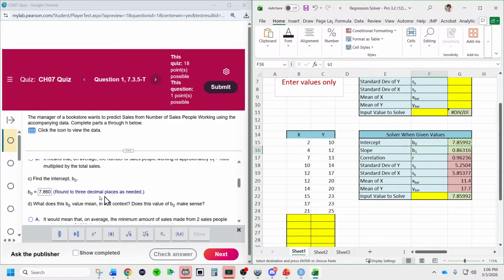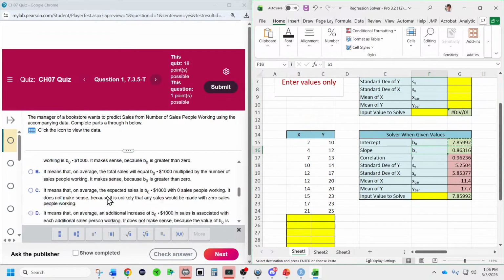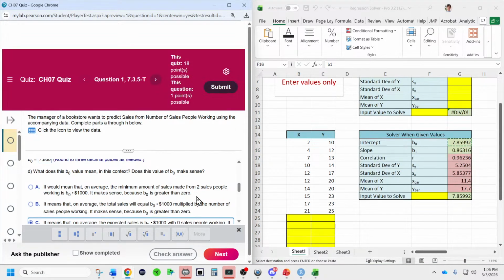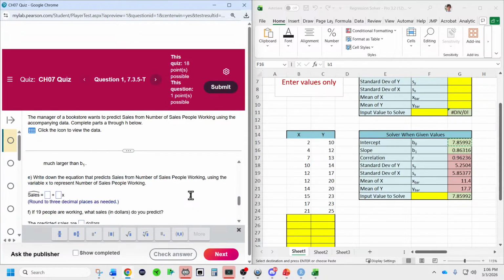So this being the intercept would be when no one is working. When 0 people are working at the store, we expect the sales to be 7,860. So it would mean, on average, the expected sales with 0 people working. That sounds about right, which is illogical because we wouldn't make money. It does not make sense because it's unlikely we would sell anything with no one working.